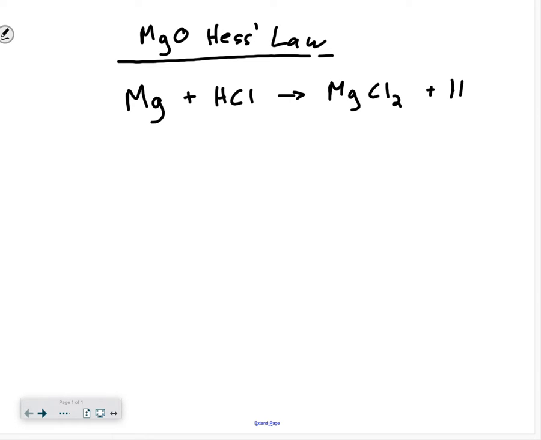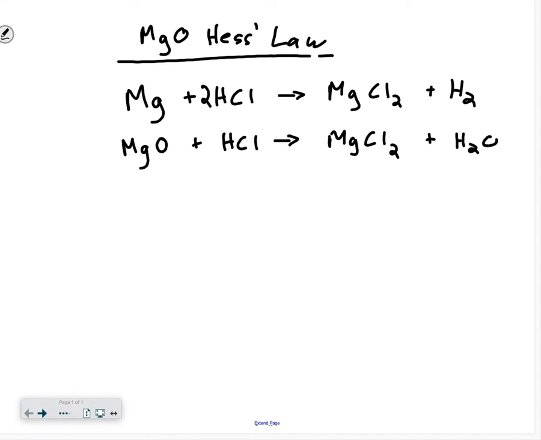Okay, and hydrogen gas. Let's go ahead and balance that. You can add state symbols later. We're also going to do the same thing with magnesium oxide, and we're going to add it to hydrochloric acid, and it's going to make magnesium chloride. Let's go ahead and balance that one too. Now, you can see that some things are staying the same, some things are changing. Look, here we have magnesium oxide, and then we have magnesium chloride that they both have in common.